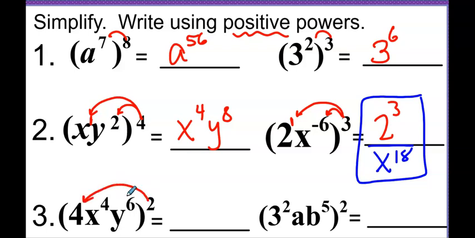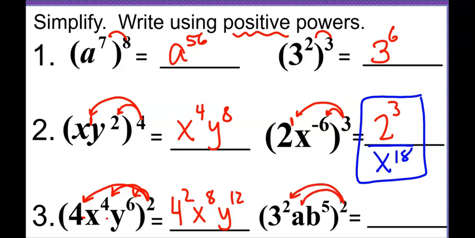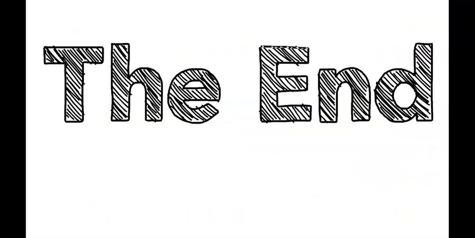For this last row, we're going to multiply 3 times because we have 3 factors in the base. 4 squared, x to the 8th, y to the 12th. Same thing for this last question. Don't forget that a in the middle. 3 to the 4th, a to the 2nd, b to the 10th. And that's raising a power to a power.